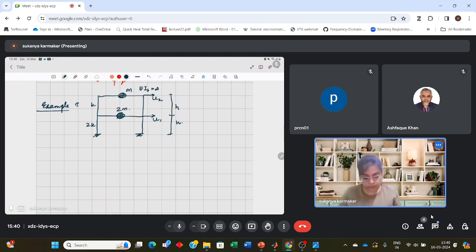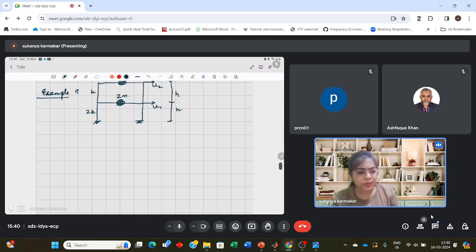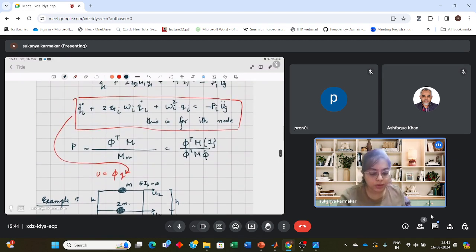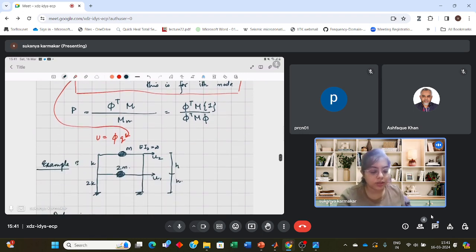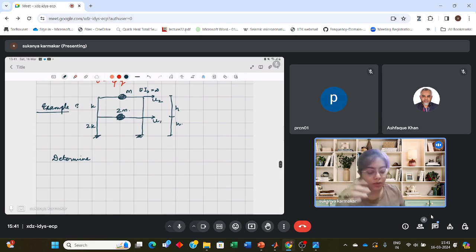The first part of the question is a concept which we had already done in the last class. So let's pick it up from there. Without calculating the modes, we'll not be able to write U as a product of phi into Q. That is why I'm calculating phi first, and then we'll use this concept, U is equal to phi into Q, and we'll decouple the equation of motion for the system, and then we'll solve it.